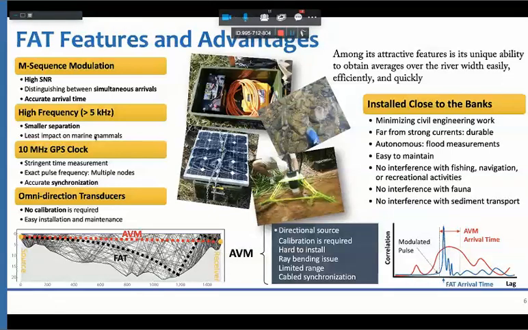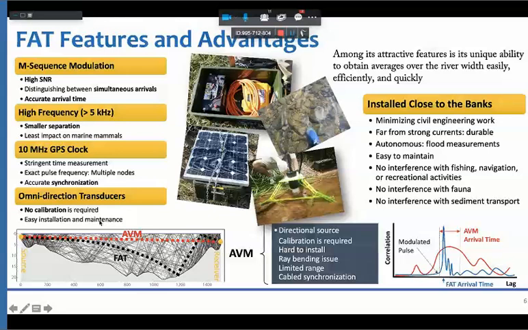The higher the frequency, the more the resolution in the data. And also you can have very small separations, because say you're using 1 kilohertz frequency, then the minimal distance should be at least 3 times the wavelength. It means that if you go to the higher frequencies or shorter wavelengths, then you can have a smaller separation between the source and receiver. It means that you can do the measurements in rivers as wide as, say, 30 meters. And then the 10 megahertz GPS, we discussed this already, and omnidirectional transducers.